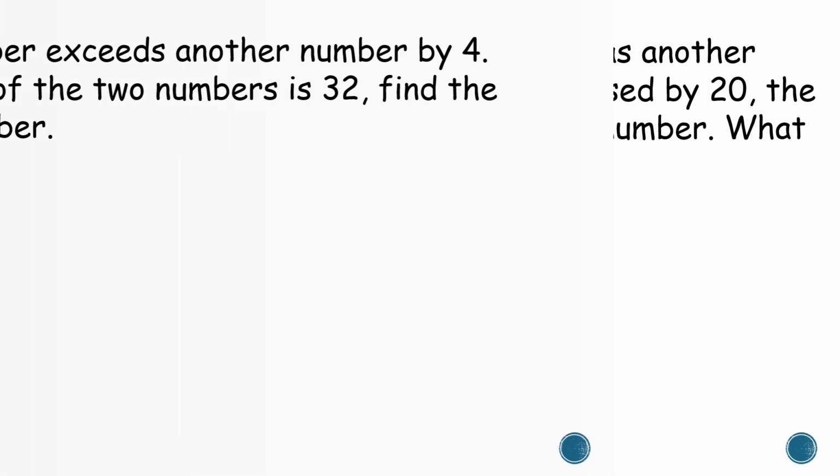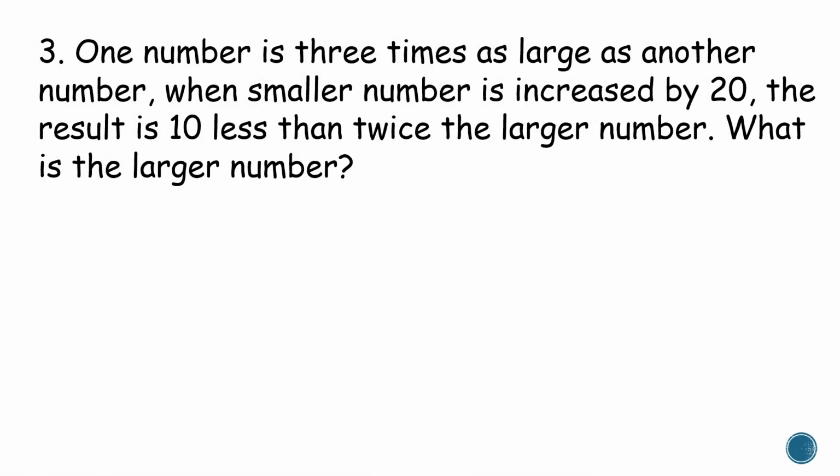Let's go to the last example. One number is 3 times as large as another number. When a smaller number is increased by 20, the result is 10 less than twice the larger number. What is the larger number? So here, we can clearly see that there is a smaller number and a larger number, because those two unknown numbers are mentioned here.